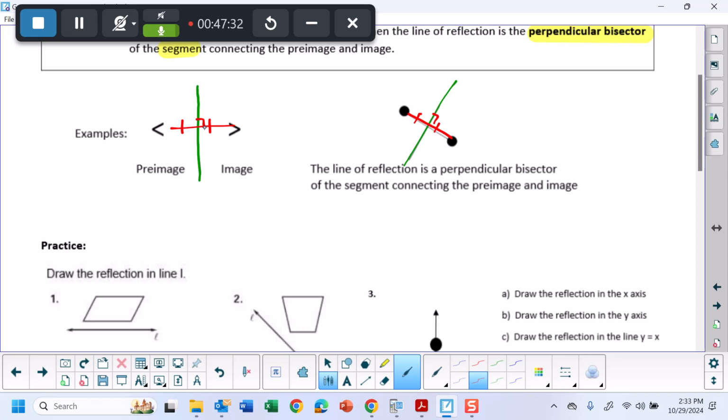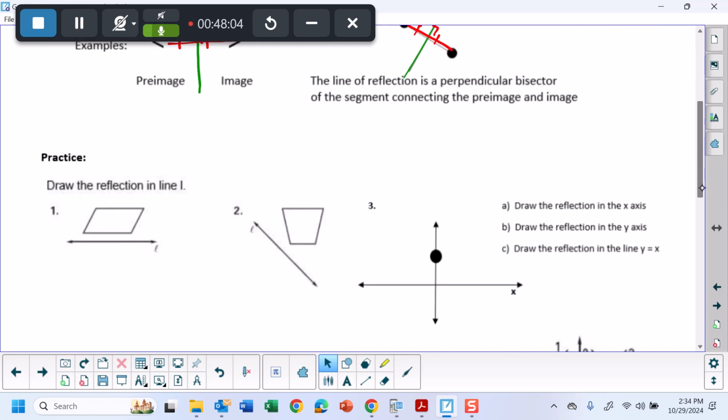So this symbol, this chomper, is the same distance from this green line as this chomper, just in opposite directions, reflected over the line. This dot is the same distance, and remember, distance is always measured with a perpendicular line. So that's why that perpendicular relationship is important, and the fact that it's bisected.